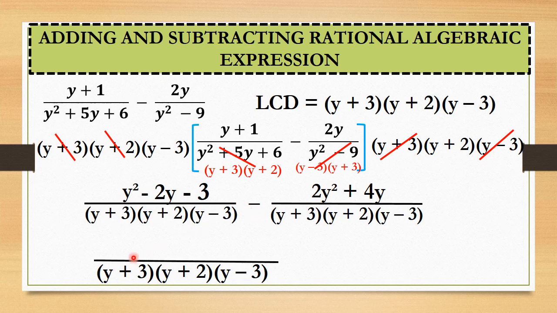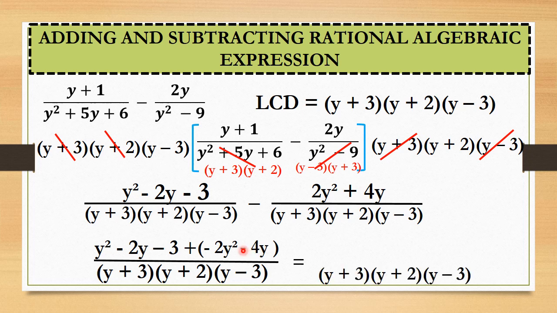So, copy y squared minus 2y minus 3. Then, plus opposite ng ating subtrahend. So, 2y squared magiging negative 2y squared. Then, positive 4y. It will become minus 4y. Okay. Keep again the LCD in factored form. Then, combine like terms. So, y squared plus negative 2y squared.